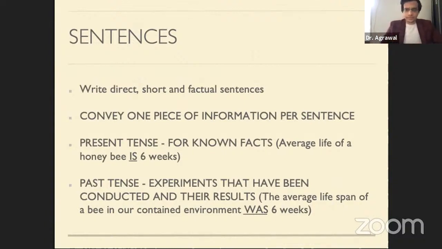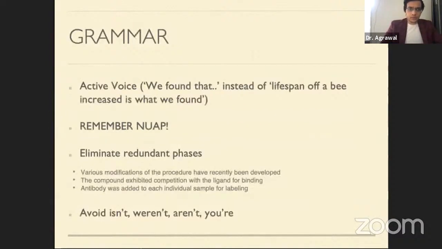While writing your paper, make sure that your grammar is in active voice. So instead of saying the lifespan of a bee increased is what we found, you could say we found that the lifespan of a bee increased. Active voice usually makes your sentences shorter, and it helps you avoid jargon. So just make your paper as simple as possible.